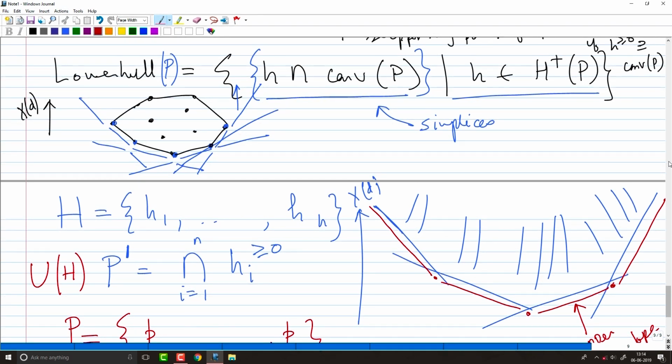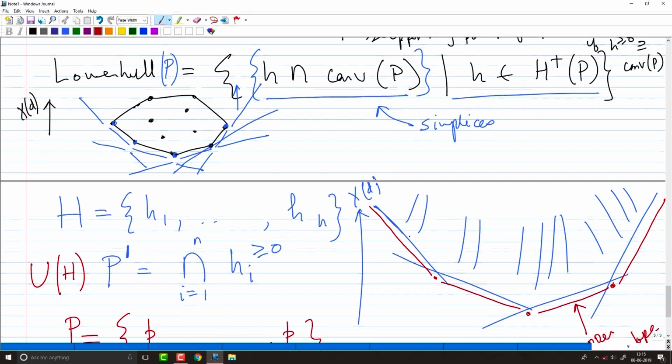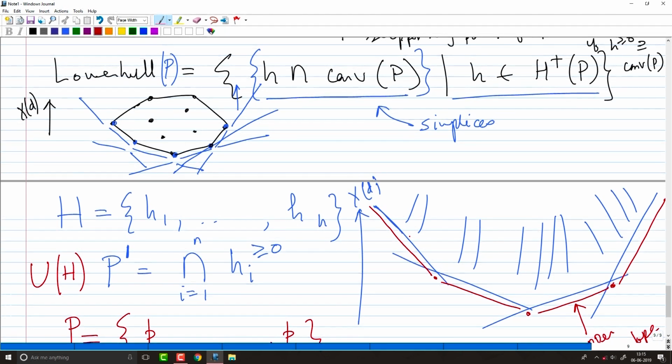So what we are doing here, think of it as you have a collection of non-vertical hyperplanes H1 to Hn, and you are looking at the intersection of Hi greater than or equal to 0 for all of these hyperplanes. I get some kind of polyhedron. This is upward open, and I am interested in the proper faces of that polyhedron.